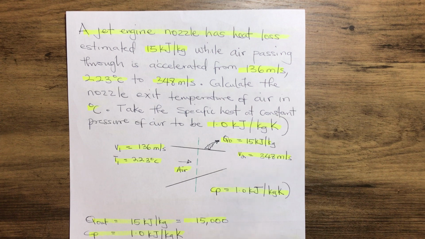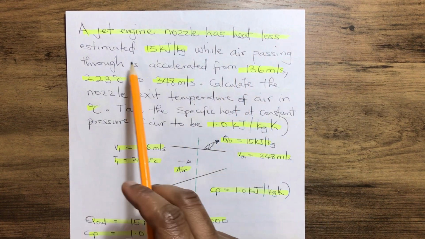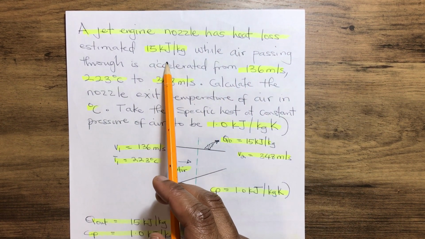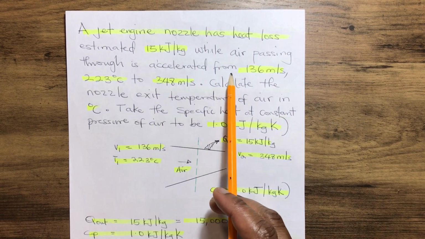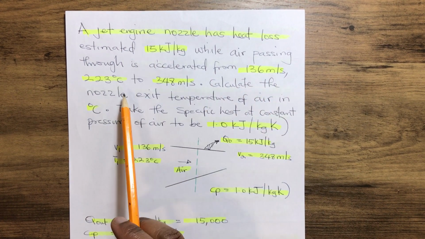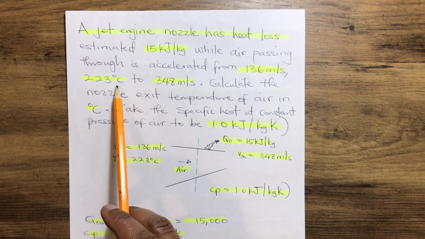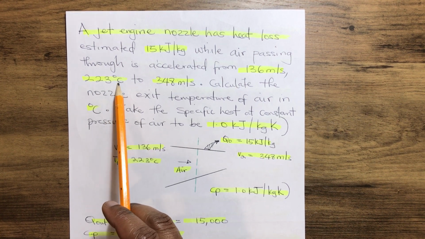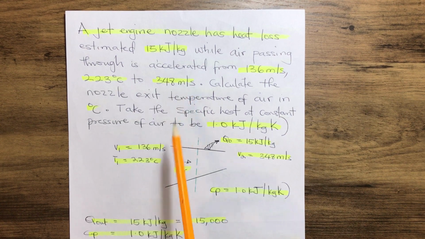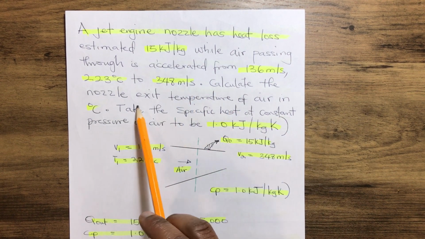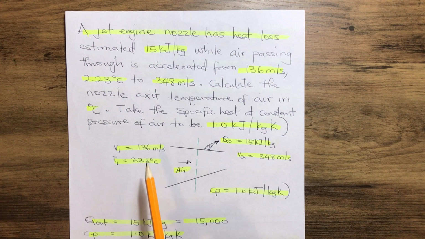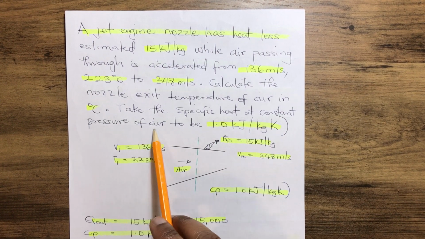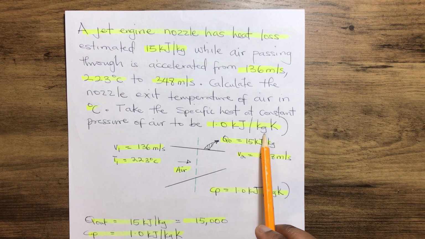Now let's read through the question we have today. A jet engine nozzle has heat loss estimated at 15 kilojoules per kilogram, while air passing through is accelerated from 136 meters per second at 223 degrees centigrade to 348 meters per second. Now calculate the nozzle exit temperature of air in Celsius. Take the specific heat at constant pressure of air to be 1.0 kilojoule per kilogram Kelvin.